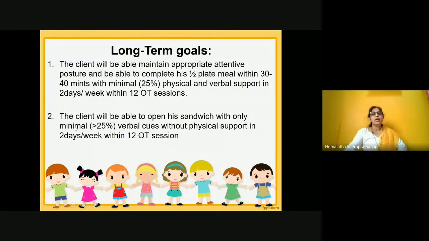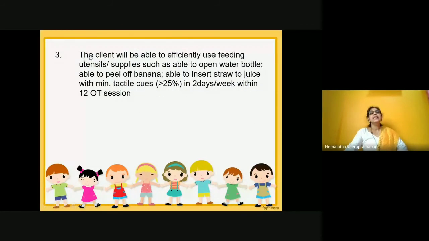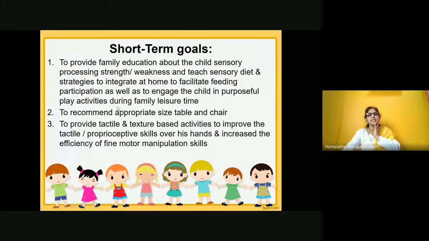The next long-term goal is that the child will be able to open a sandwich with only minimal 25% verbal cues without physical support, 2 days per week, within 12 OT sessions. The client will be able to efficiently use feeding utensils or supplies, such as opening a water bottle, peeling a banana, and inserting a straw, with minimal tactile cues, 2 days per week, within 12 sessions.